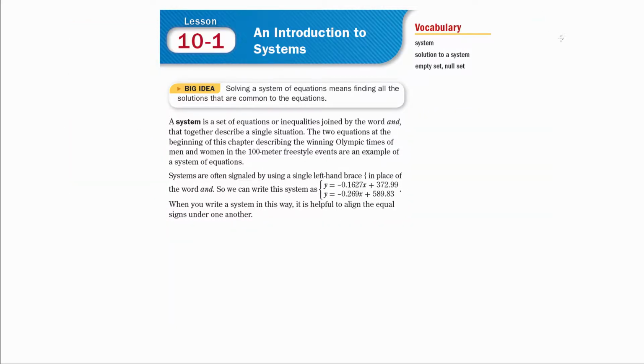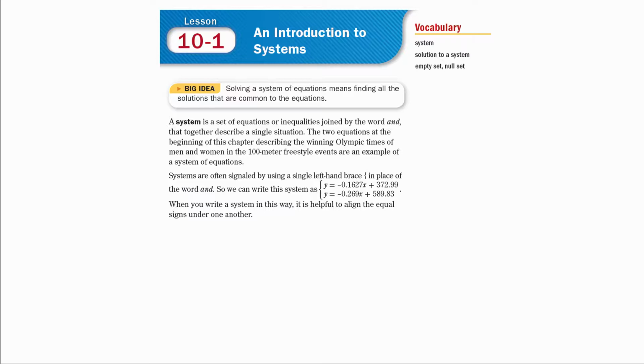An introduction to systems. The idea of solving a system of equations means finding all of the solutions that are common to the equations. There's some text here. I put it in to read it to you. I wanted you to see it, which says that a system is a set of equations or inequalities joined by the word "and" that together describe a single situation. The two equations at the beginning of this chapter describing the winning Olympic times of men and women in the 100-meter freestyle events are an example of a system of equations.